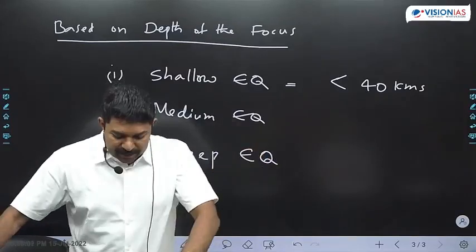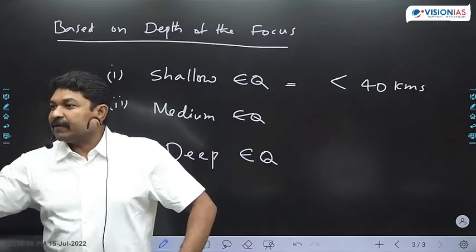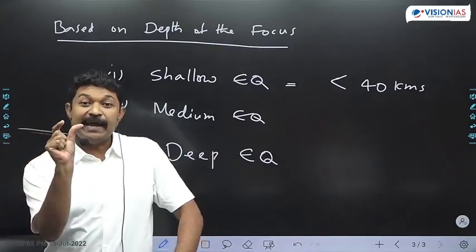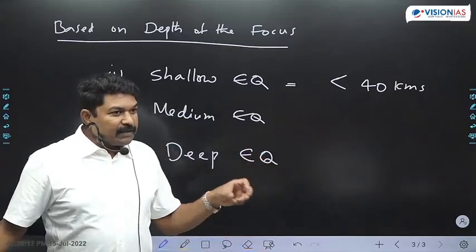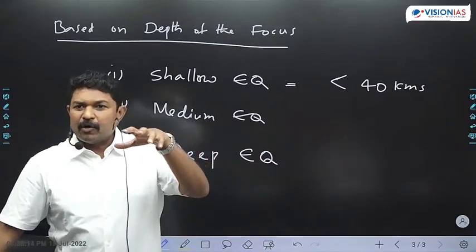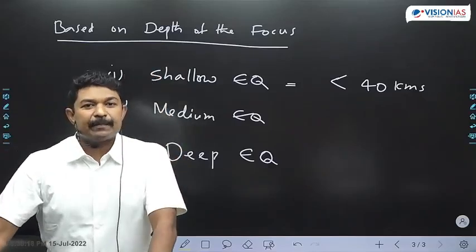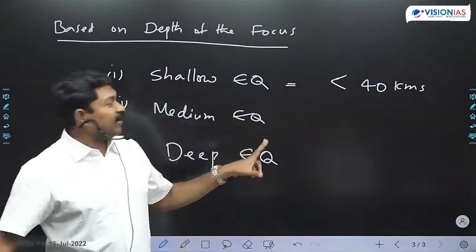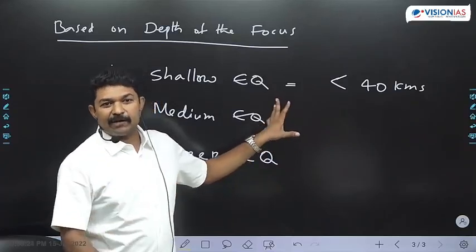The earthquake that happened in Nepal in the recent past is a shallow earthquake, where the focus was at 38 kilometers. Just imagine. The focus was at 38 kilometers, very close to the surface. Therefore, very great destruction happened. This is the shallow earthquake, right? When the focus is at less than 40 kilometers, it's called a shallow earthquake.